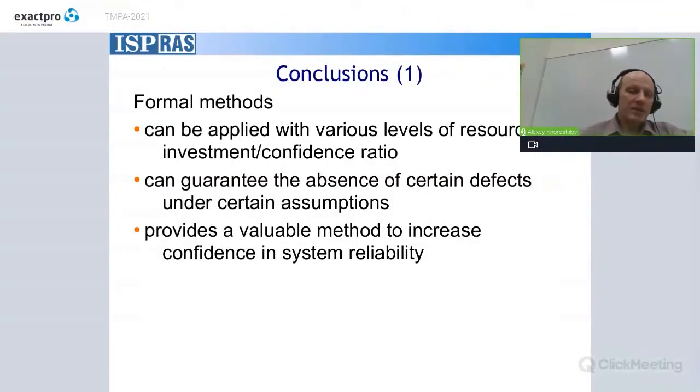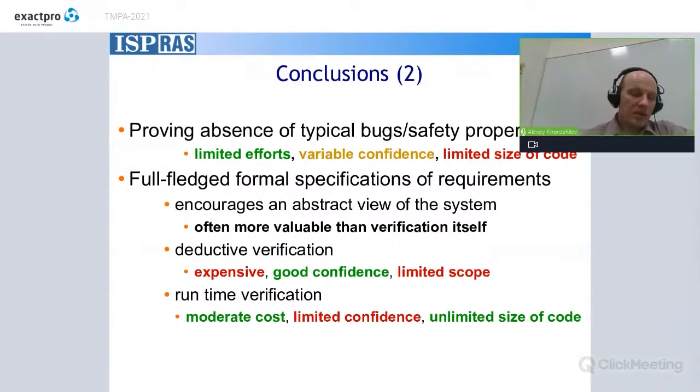We cannot guarantee the absence of all possible bugs using these techniques, of course, but we can try to guarantee the absence of particular kinds of bugs, under some assumptions. And finally, we can see that formal methods provide a very valuable approach to increase our confidence in system reliability. That's very important for safety critical and security critical systems. And of course, it cannot achieve the full idea of absence of bugs at all.